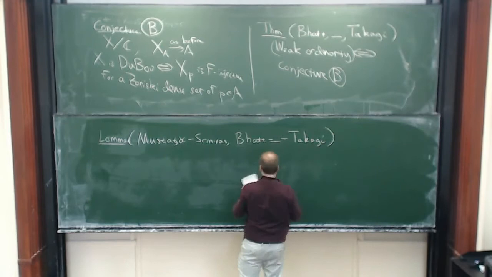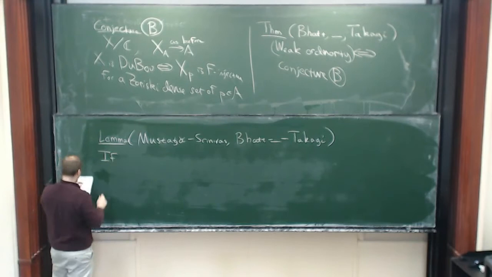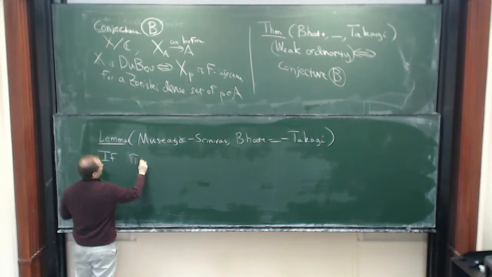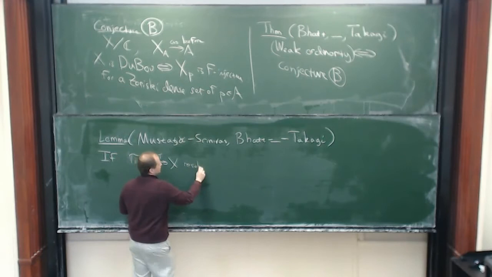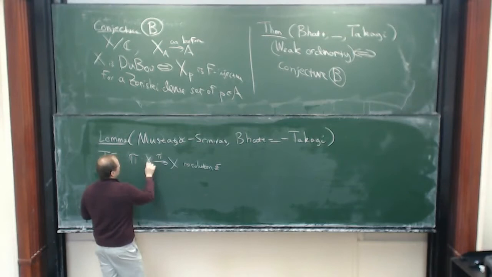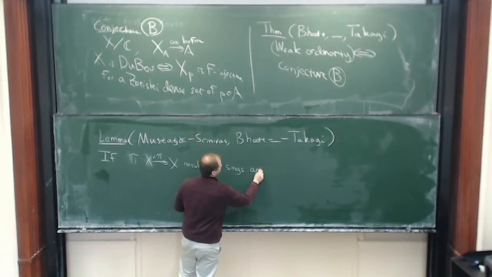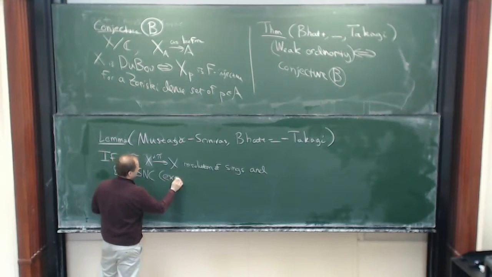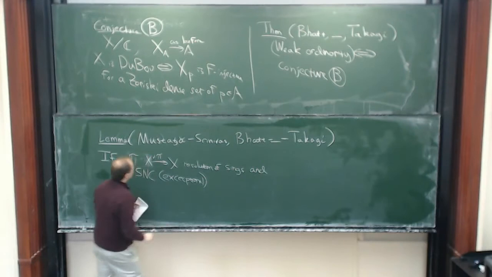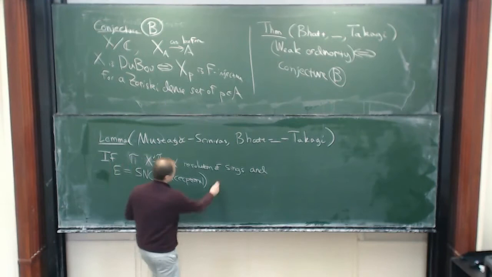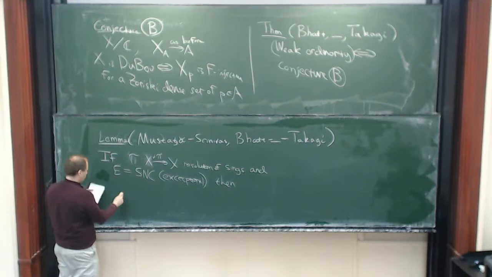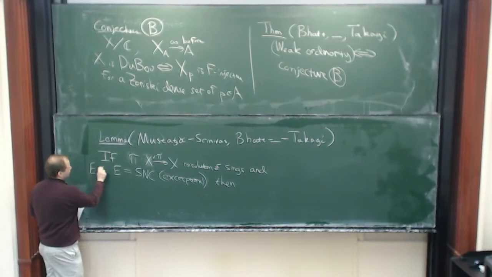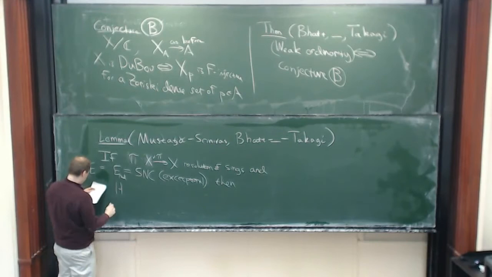But basically, it says the following. If π from X' to X is a resolution of singularities, and E is a simple normal crossings divisor, you can think of it as the exceptional divisor, but some simple normal crossing divisor on X', on the resolution. So this is simple normal crossings, reduced.